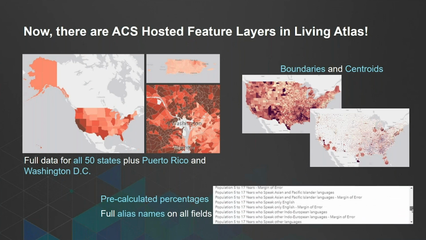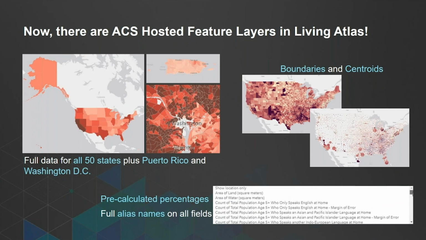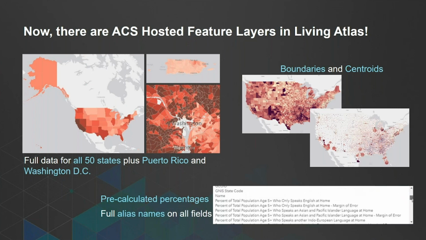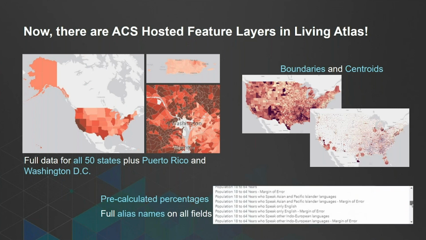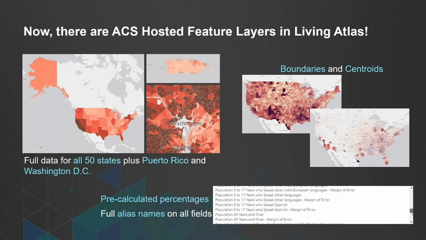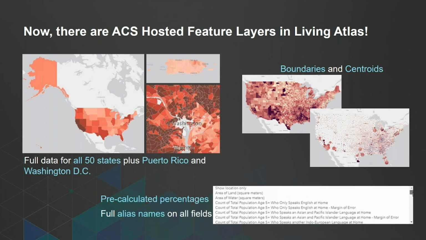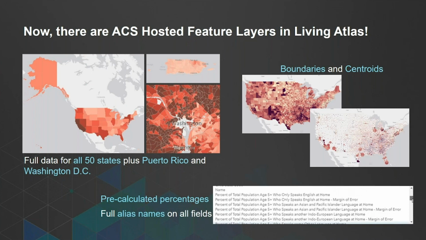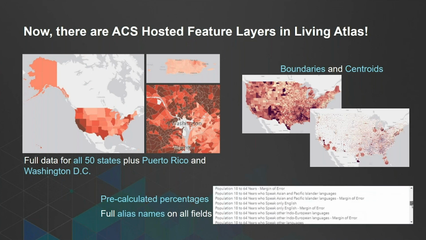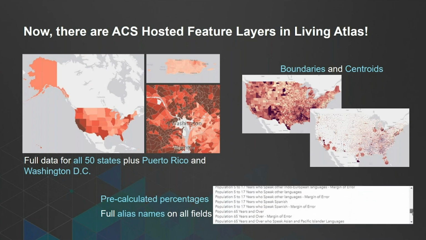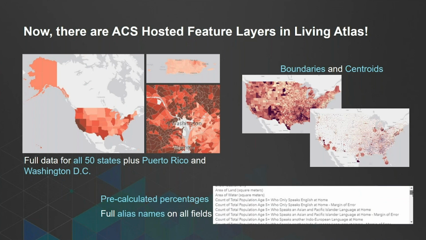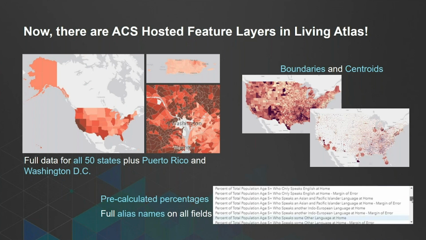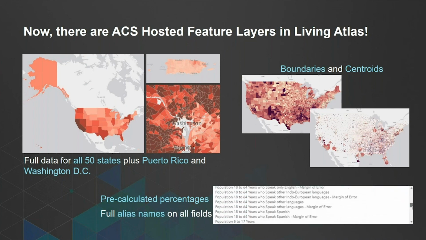So another thing that is included in these is that because we have all the data at state, county, and tract level, this data at each geography is available for all 50 United States, as well as Puerto Rico and Washington, D.C. So you know that as you're accessing this data, you're really getting the full breadth of the data that's from the Census API.